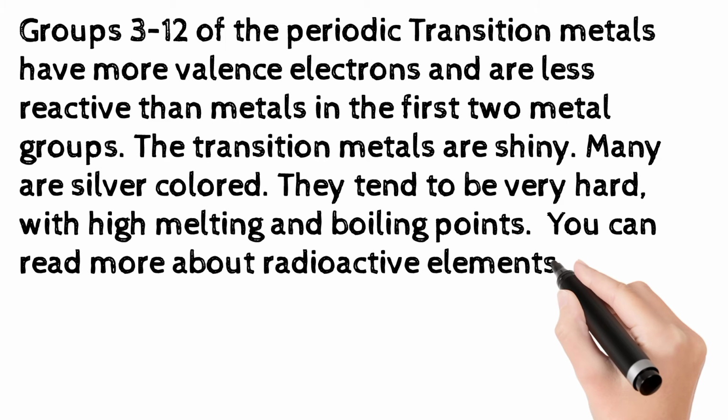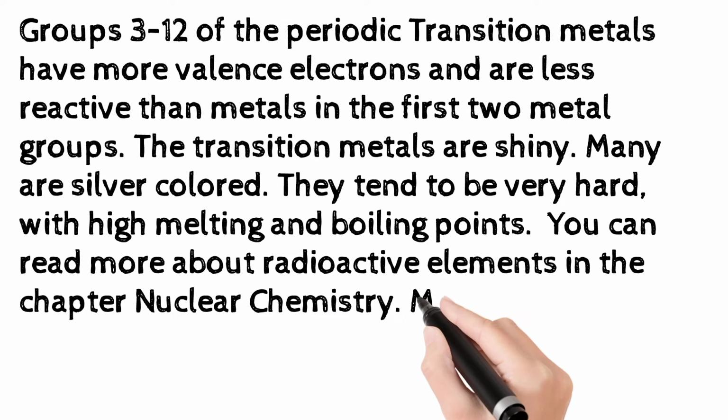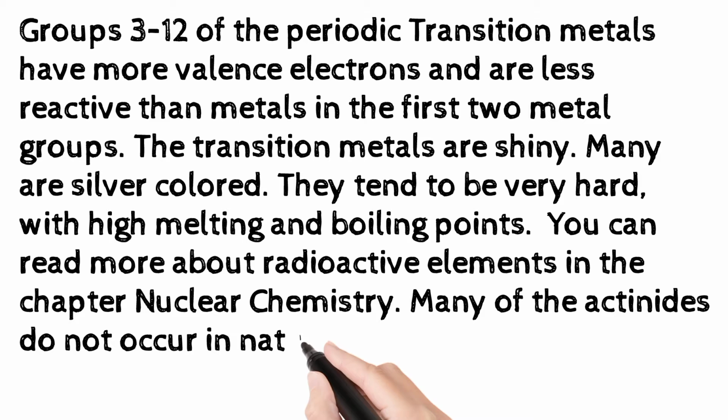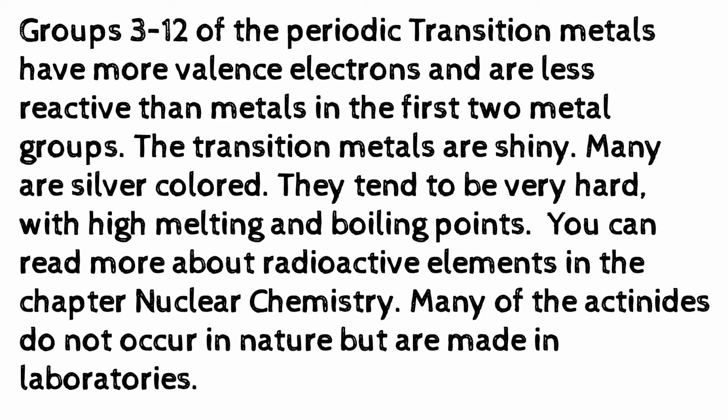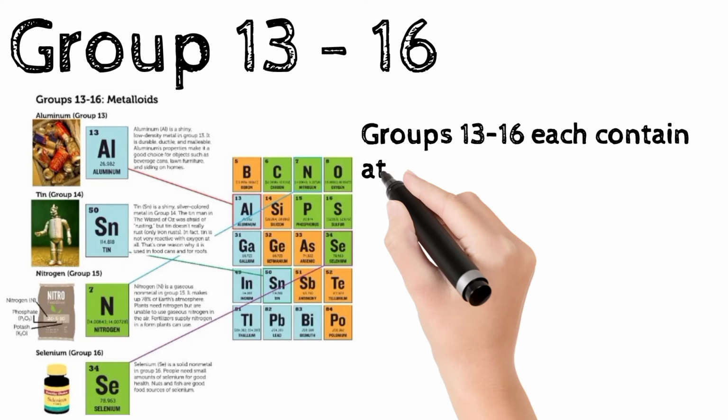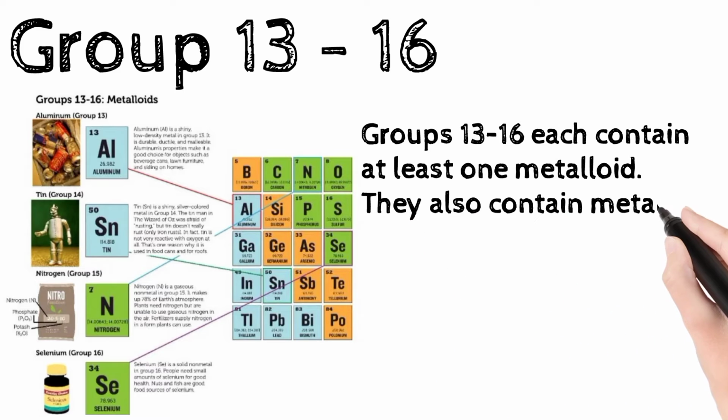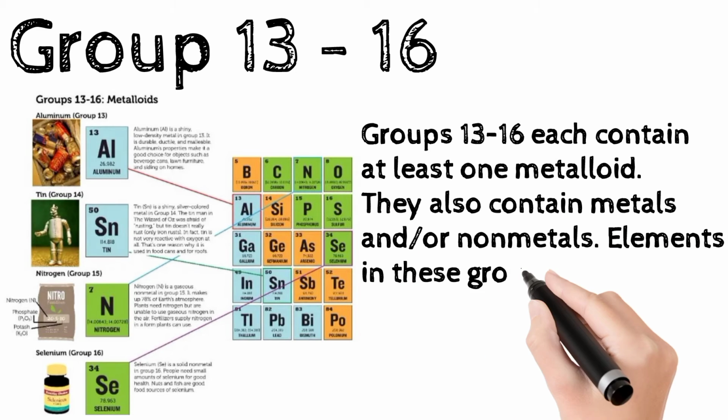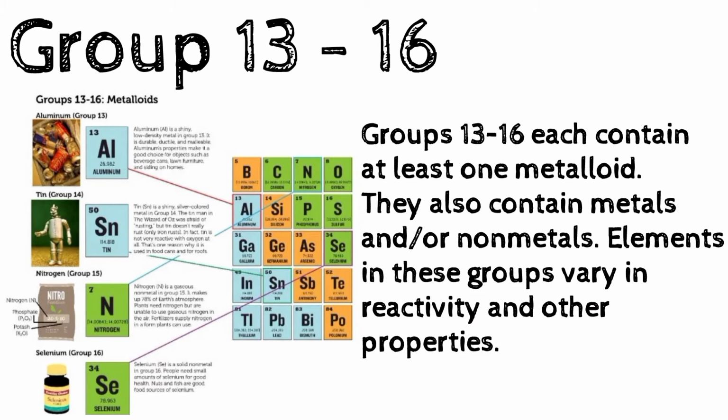You can read more about radioactive elements in the chapter Nuclear Chemistry. Many of the actinides do not occur in nature but are made in laboratories. Groups 13 to 16 each contain at least one metalloid. They also contain metals and/or nonmetals. Elements in these groups vary in reactivity and other properties.